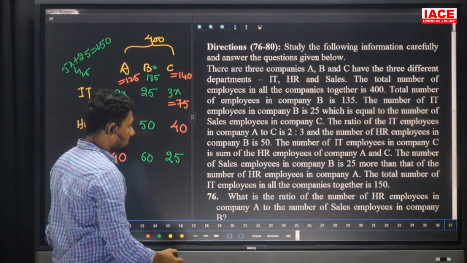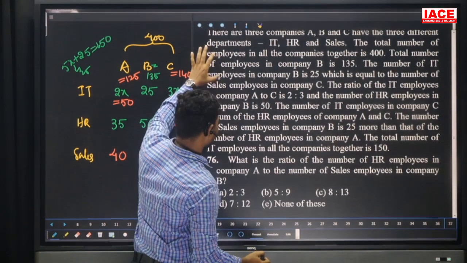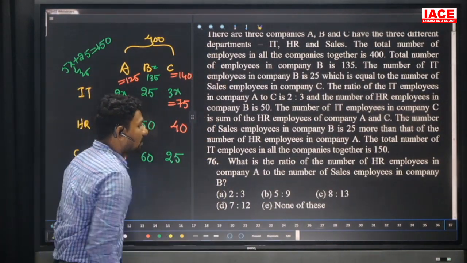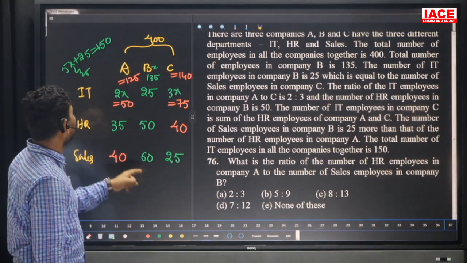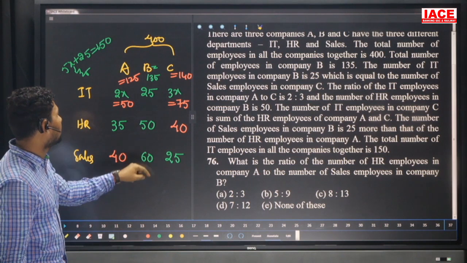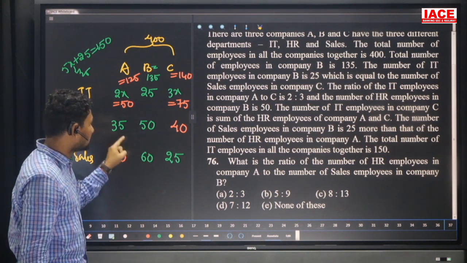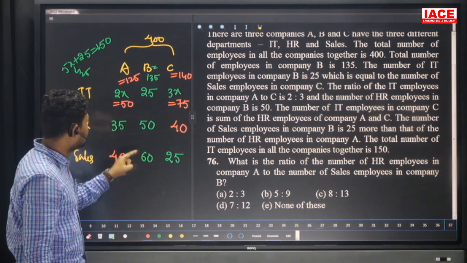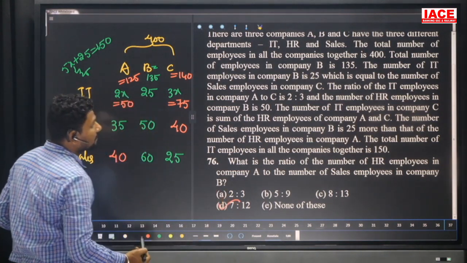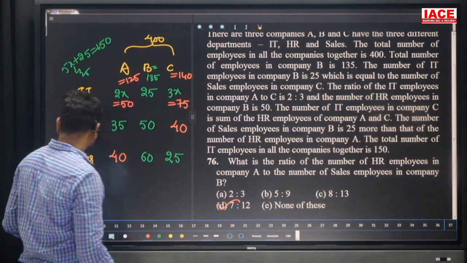Look at the first question for this data. What is the ratio of the number of HR employees in company A to the number of sales employees in company B? Sales employees 35 is to 60. 35 is to 60, both are divisible by 5. 5 sevens are, 5 twelves are. Our option is what? D. And let's go for the next question.